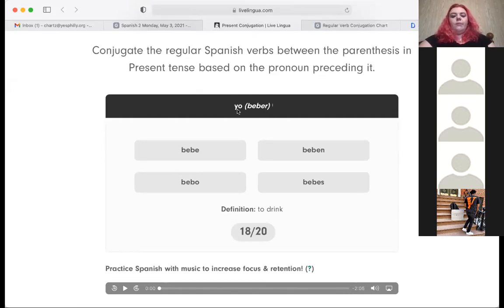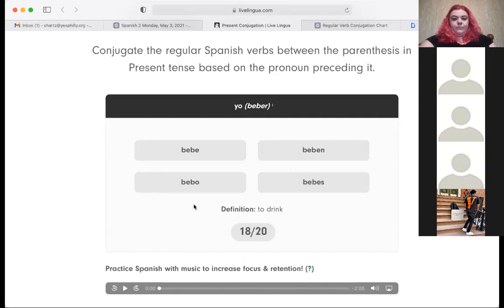So for this next one, we have yo is our subject, I, and beber is to drink. That was one of our vocabulary words. So it's an ER verb. So is it going to be yo bebe, yo bebo, yo beben, or yo bebes? Is our ending going to be E, O, EN, or ES? What are we thinking?